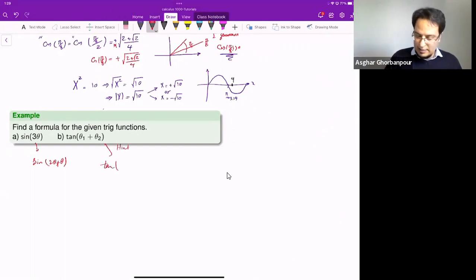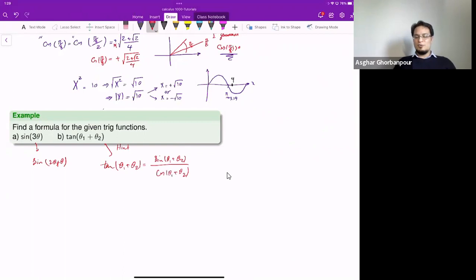Tan, remember, is sine over cosine. And you have addition formulas for sine and cosine. Use those and you will get the result for that.